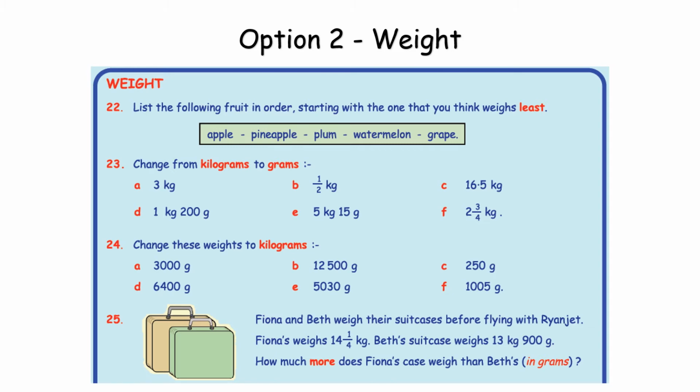Question 25 is a worded question. So you've got to read the question, identify the numbers you need, work out what you've got to do and find the solution. So we're about to go over some of those examples so that you have some idea of what to do for those questions.